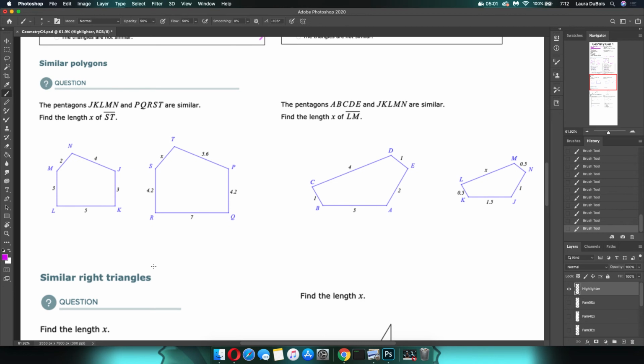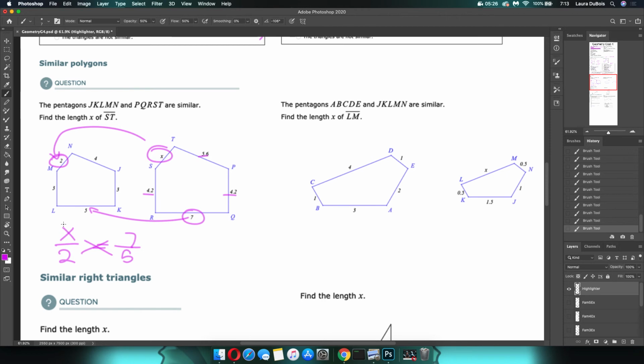So find the length x of ST. What's the matching side over here? This. So it's going to be x over 2. Because they give us some decimals, and I'm not a fan of that, I'm going to pick a whole number, 7, and what's its corresponding side? 5. There's my ratio, and now I just cross multiply and solve.